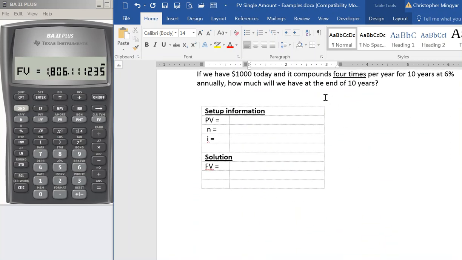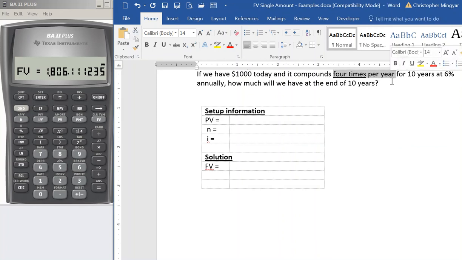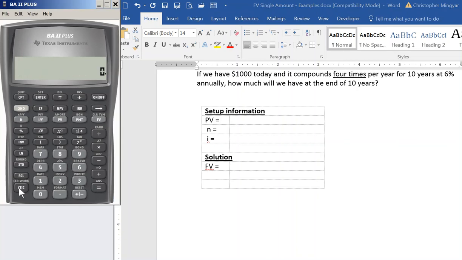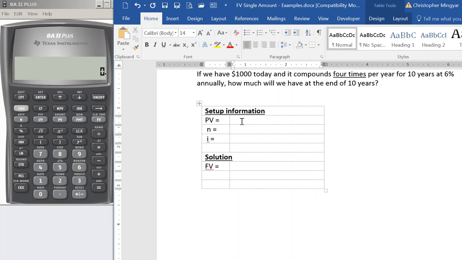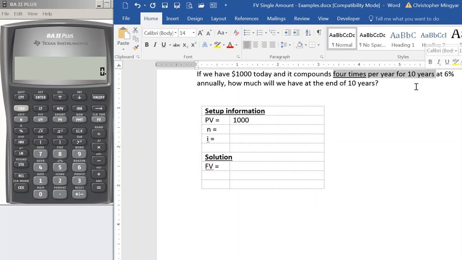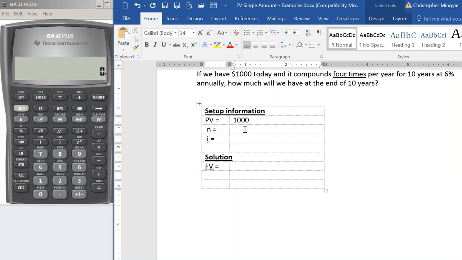If we have $1,000 today and it compounds 4 times per year for 10 years, so now we're compounding quarterly. All right, so I'm going to clear out this old problem here and punch in the numbers here. Again, the present value is 1,000. N, remember, is the number of periods covered by the problem. So we have 4 times per year for 10 years. So 4 times a year for 10 years is 40 compounding periods.